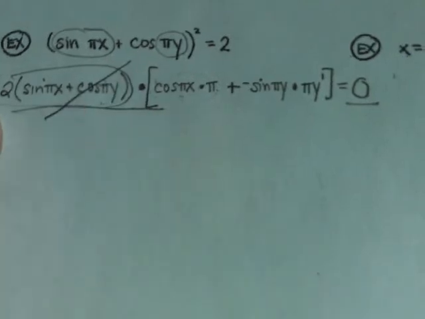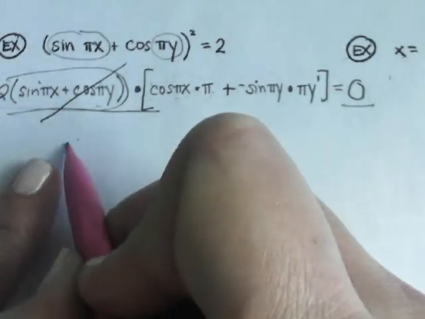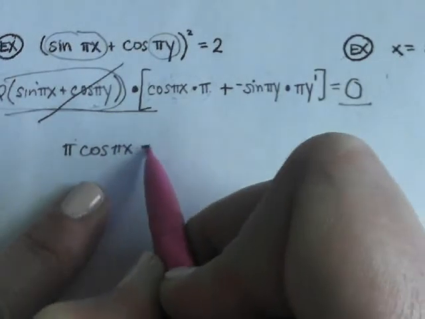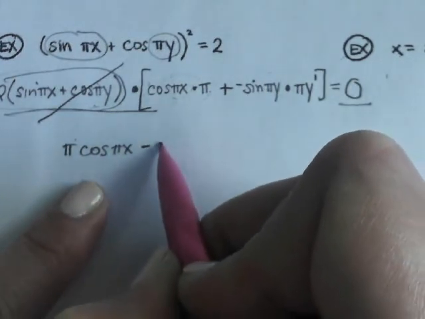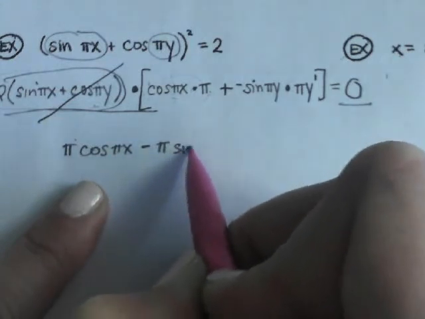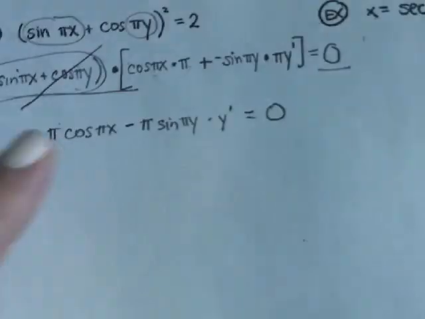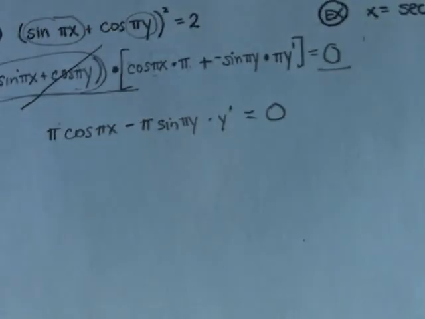Emily. We're taking the derivative of cosine pi y. So the derivative of cosine is negative sine. So we have to start with negative sine of pi y times the derivative of what's inside.